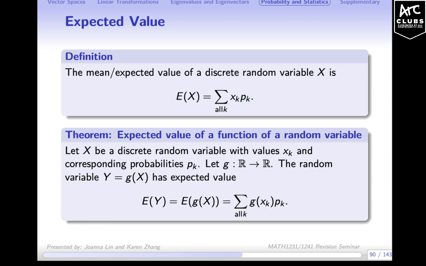Okay, so moving on, we have a theorem. This is the expected value of a function of a random variable. So this theorem is important if the question asks you to find the expected value of, say, x squared or x cubed, or some function of x, so not just x by itself, right? You essentially just multiply the probability by the function of the outcome.